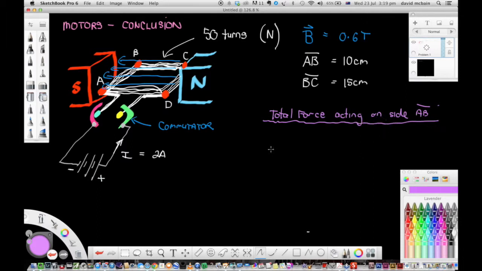To do that, we need to use a slightly different version of F equals BIL. Remember, to work out the force, it's F equals BIL sine theta. We're not going to worry about the sine theta because this edge of the coil is at right angles to the field, and so the sine of theta is going to be 1. So it's just going to end up being F equals BIL.